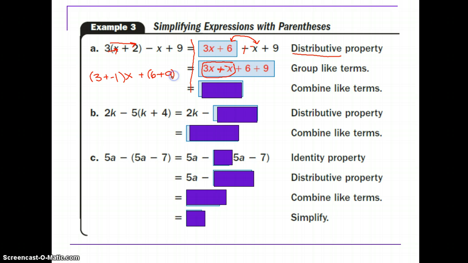I'm going to put in parentheses just because they're like terms. I'm actually going to add them together. So let's do that. 3 plus negative 1, subtract 2x, plus, you can do 6 plus 9. Why? Because there's no variables there. 6 plus 9, 15. I cannot put together the 2x and the 15 because they are unlike. One has an x, one doesn't.